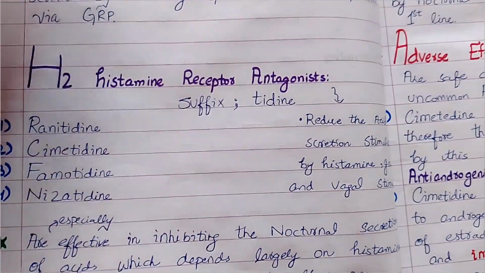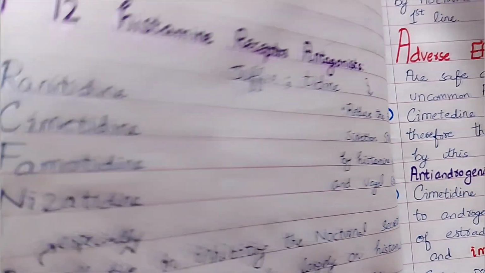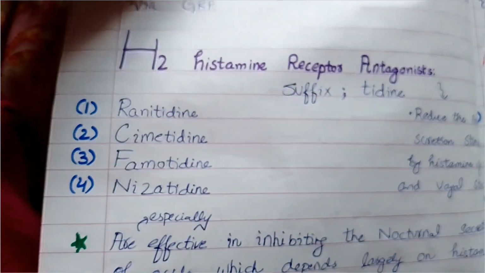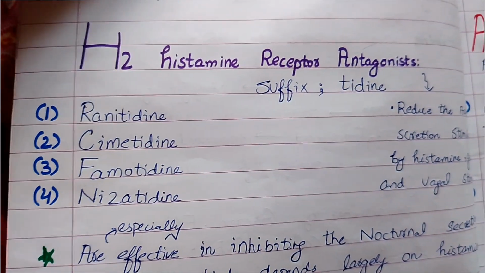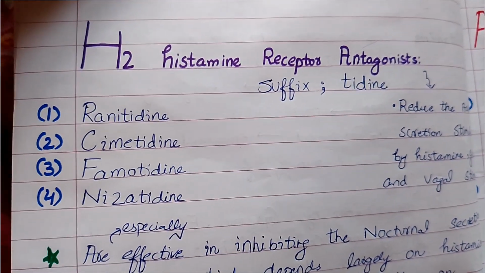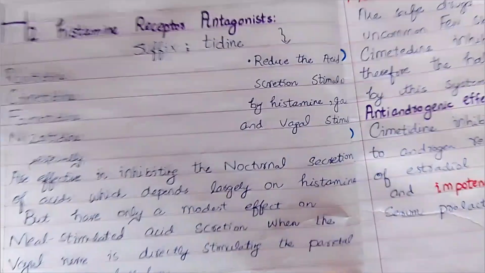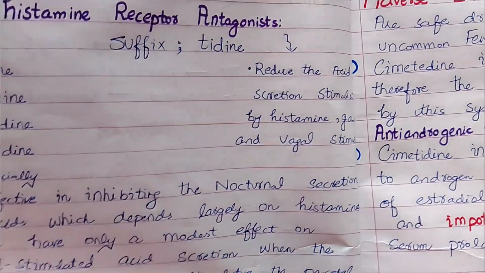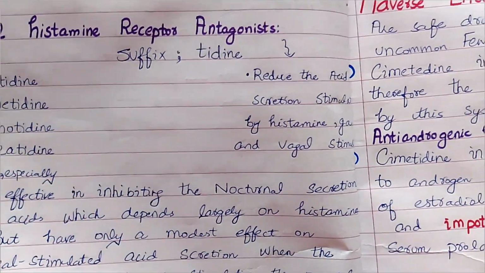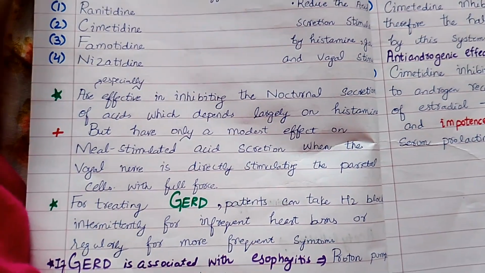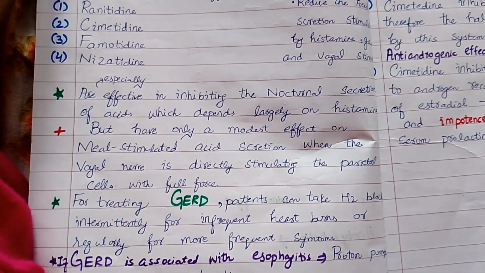Now we will see the H2 histamine receptor antagonists. All of these have the suffix tidine, like ranitidine, cimetidine, famotidine and nizatidine. What they do is reduce the acid secretion stimuli by pharmacological use of these H2 histamine receptor antagonists.